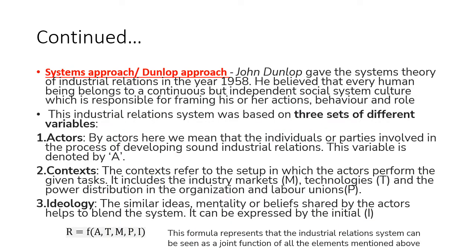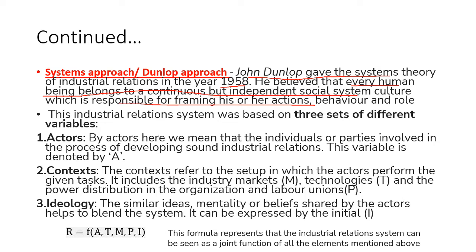Then comes the system approach or Dunlop approach. John Dunlop gave the system theory of industrial relations in the year 1958. He believed that every human being belongs to a continuous but independent social system, a culture which is responsible for framing his or her actions. The social system to which the human belongs is the motivating force behind his or her actions.